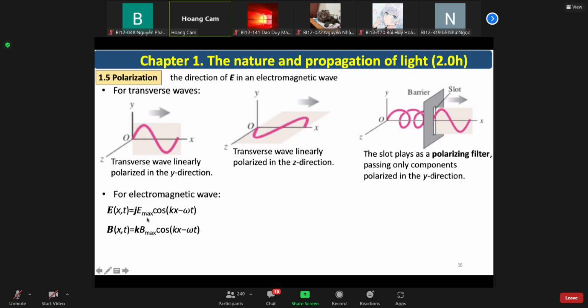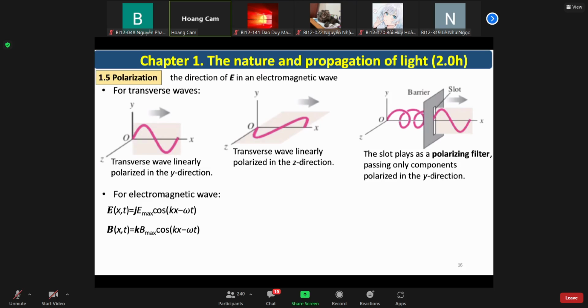So for any wave, the function will be of space and time. So you got here E as a function of x and t, equal to vector j multiplied by E max, the amplitude, times the cosine of kx minus omega t. And you also got B as a function of x and t, equal to vector k multiplied by B max cosine kx minus omega t.